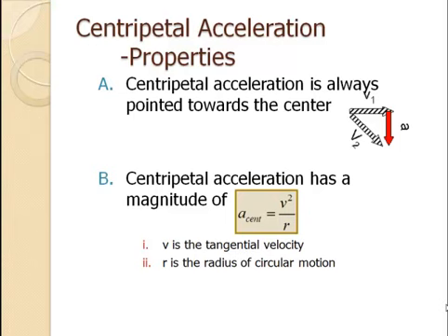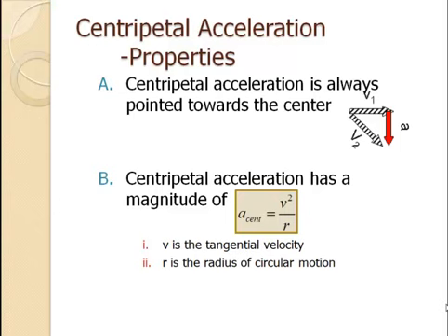Now, first, a couple properties about centripetal acceleration. Centripetal acceleration does technically have a direction. It changes the velocity towards the center of what's usually a circular path. Centripetal acceleration also has a number, a magnitude associated with it, and that is given by the formula here. The centripetal acceleration is equal to the speed, the actual magnitude of the velocity, squared, divided by the radius.